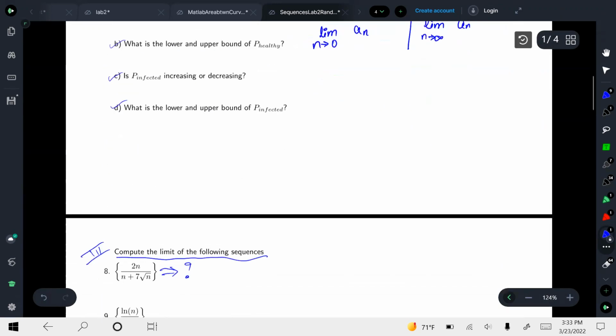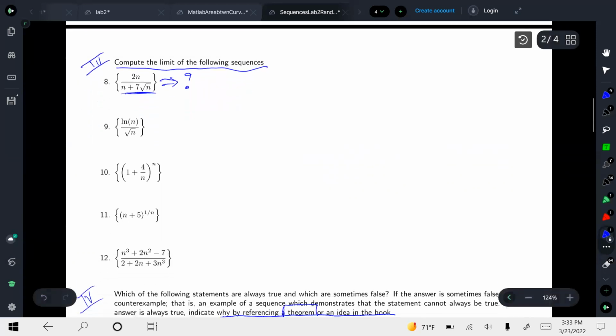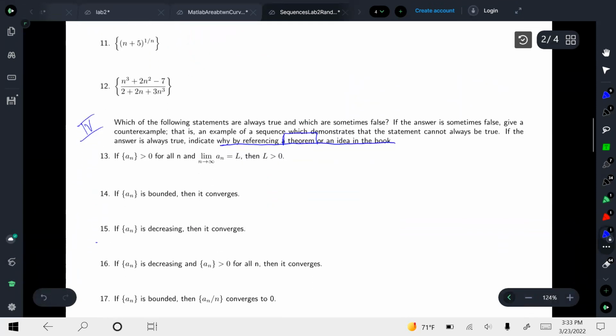Now the third type is you need to compute the limit of each and every sequence. What happens to the sequence when n is tending to infinity? What will be the limit L? That's what you need to find out. In the last type, you need to answer whether it is true or false.